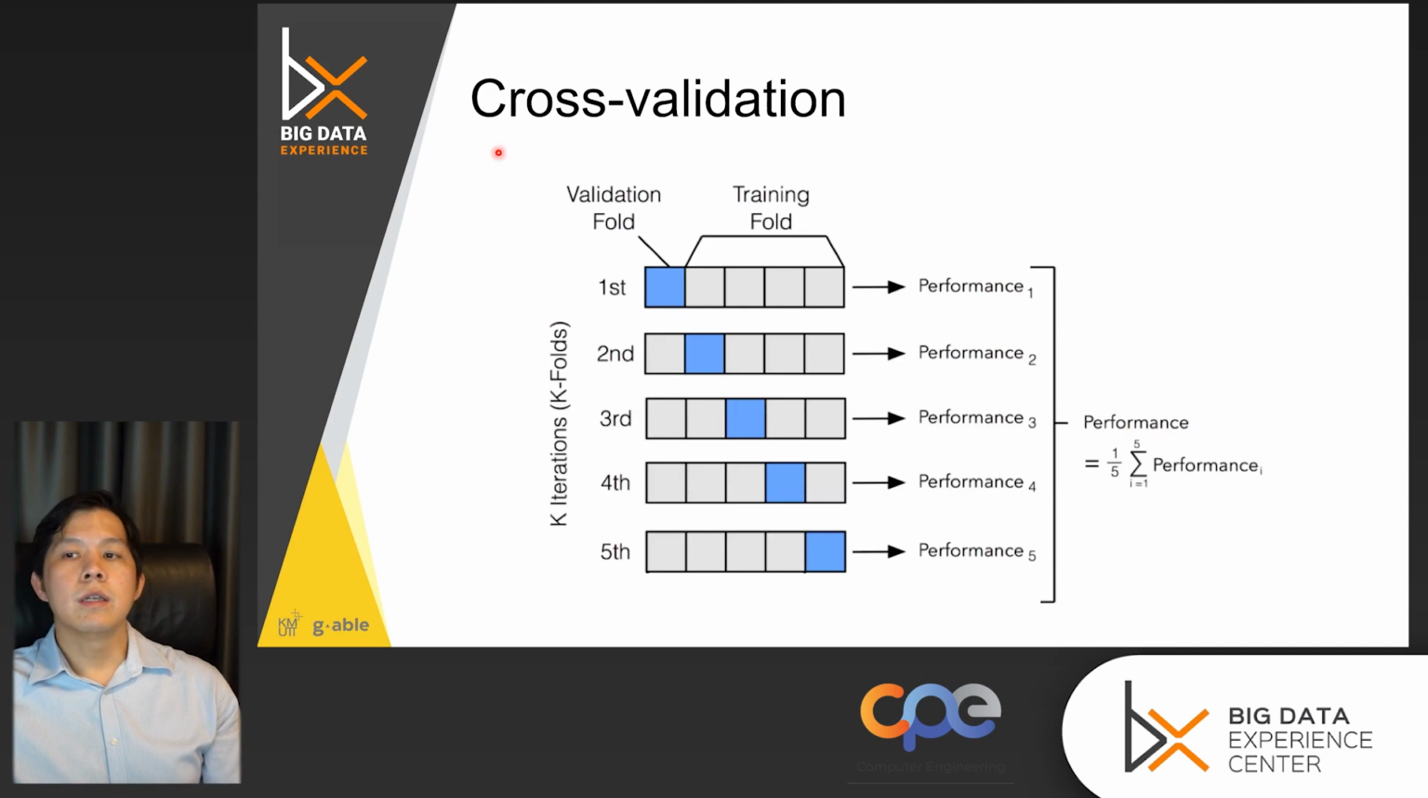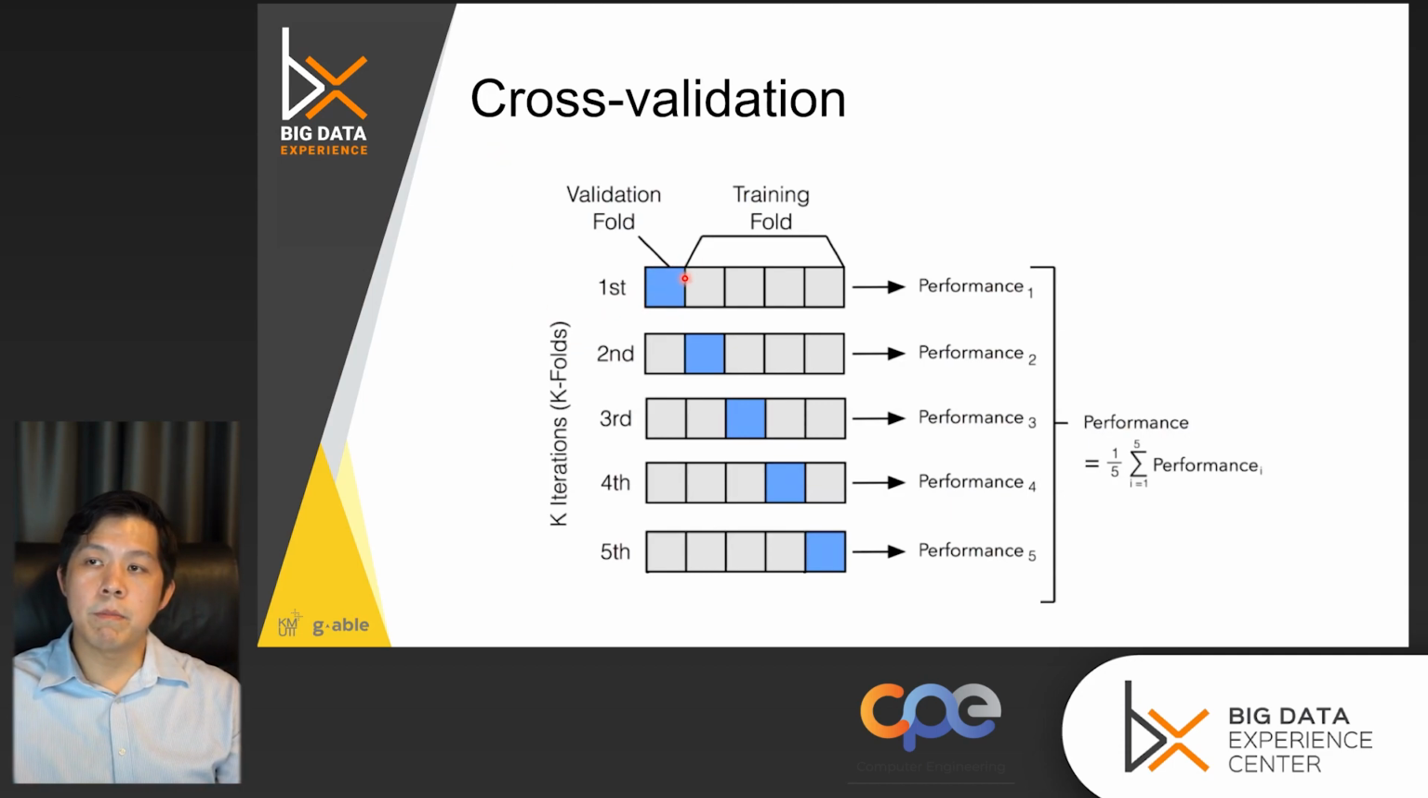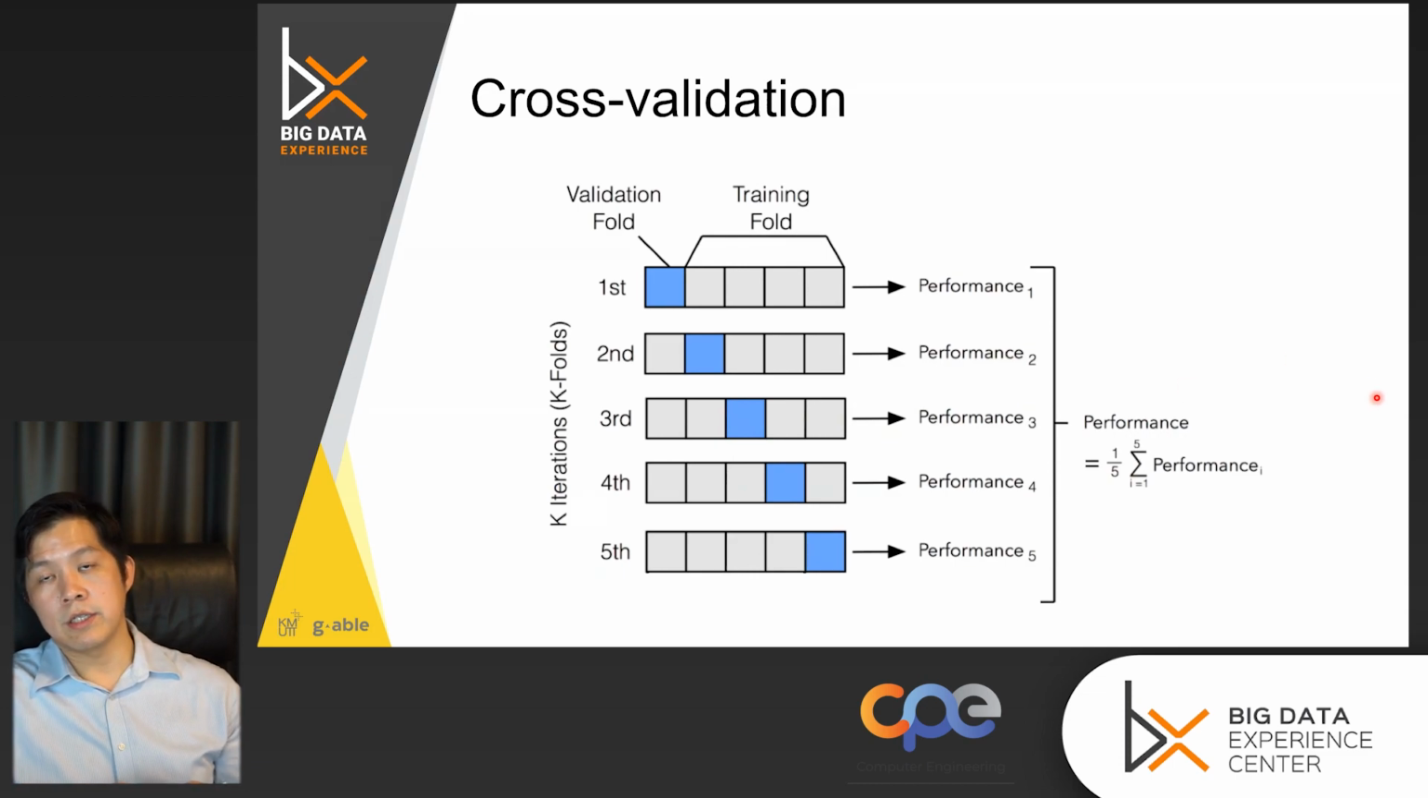How does it work? In cross-validation, you need to split the data into multiple folds, right? Like this, this would be 5-fold. For each fold, you can use one of the folds to be the test set, and the remaining 4 to be the train set. And then we can do this 5 times and combine the performance together. Well, this is cross-validation, right?